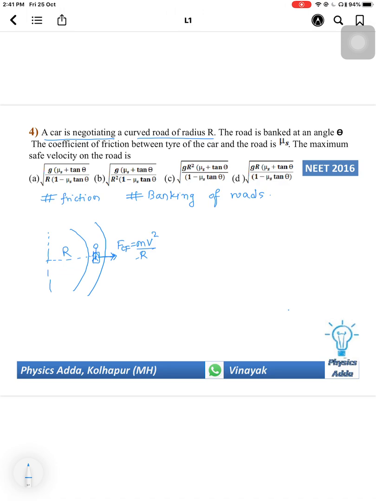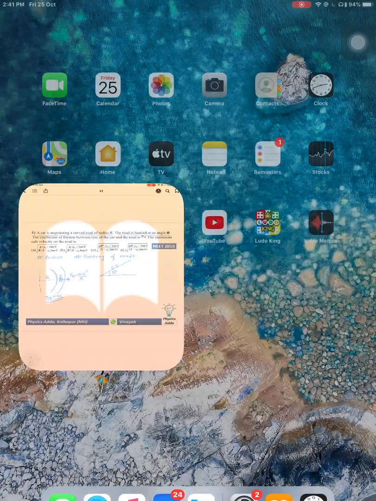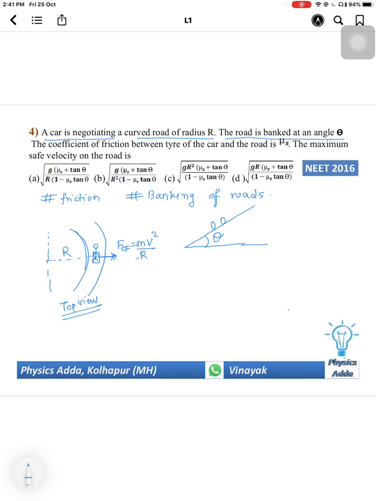Now the second thing which is given is that the road is banked at an angle theta. This road is not flat, it is banked. So if this is my car, this is the top view of the car. And if I'm taking the side view, or the front view of the car, it will be like this.